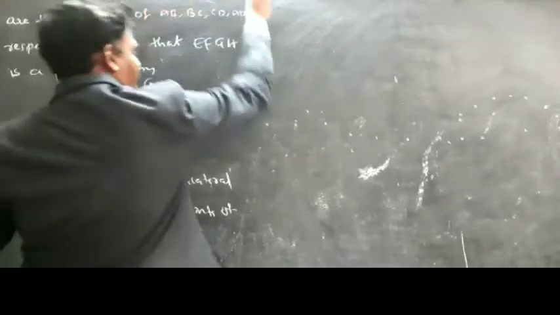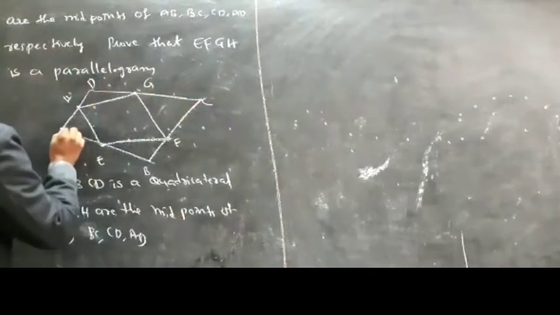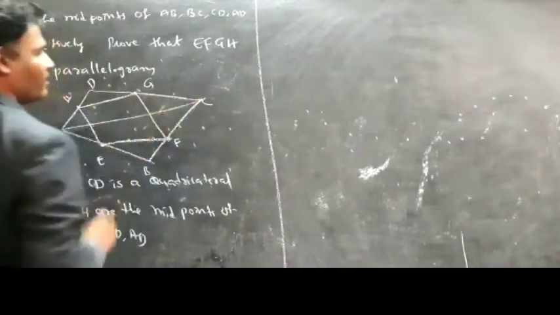See here, I am taking a diagonal, that is nothing but AC. Here AC is a diagonal. By taking the diagonal, two triangles are formed. One triangle is ADC and the other is ABC.